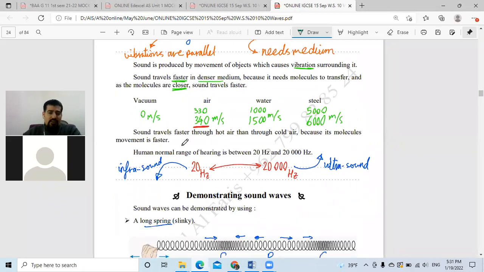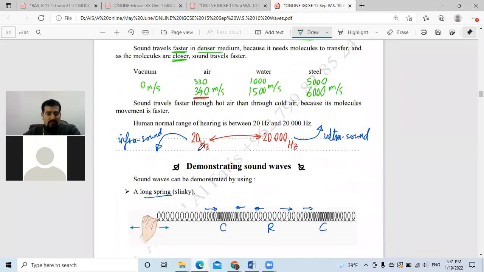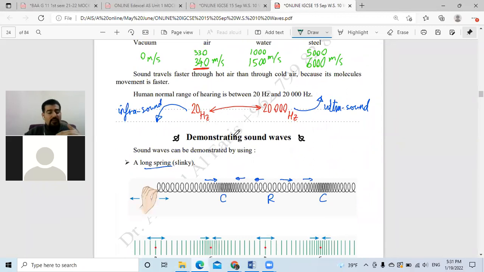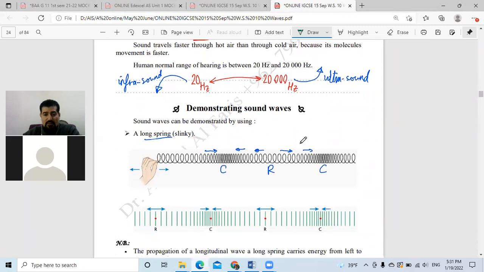We know that the range of hearing of a normal human is between 20 to 20,000 hertz. Above 20,000 hertz, it's called ultrasound. Below 20 hertz, it's called infrasound. And whenever you get older, the range of hearing will be shorter and smaller.